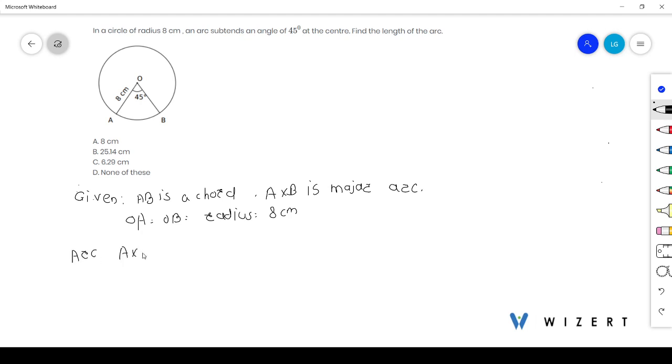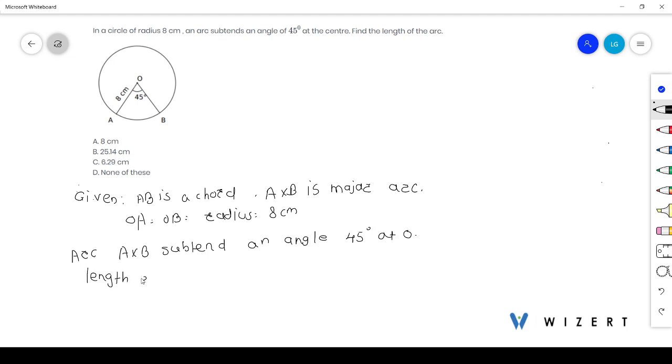Arc AXB subtends an angle of 45 degrees at O.